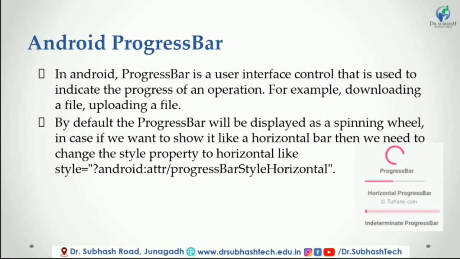Following is the pictorial representation of different types of progress bar in Android applications. By default, the progress bar will be displayed as a spinning wheel. In case you want to show it like a horizontal bar, then we need to change the style property to horizontal, like style equals ?android:attr/progressBarStyleHorizontal.